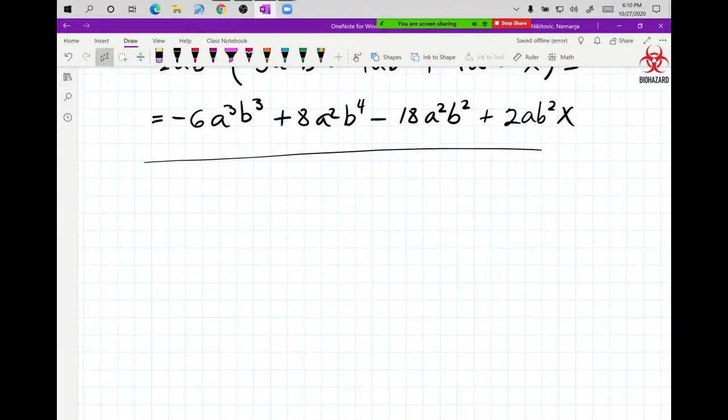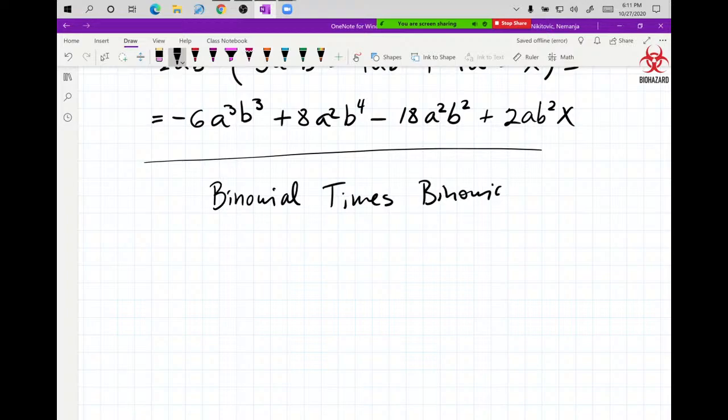The next part is binomial times binomial. And binomial is when you have two terms, right, inside the polynomial. So a plus b, it can literally be anything. 3 minus x, 2x plus 7, x squared over 2 plus 5. So literally anything that has two terms is considered a binomial.